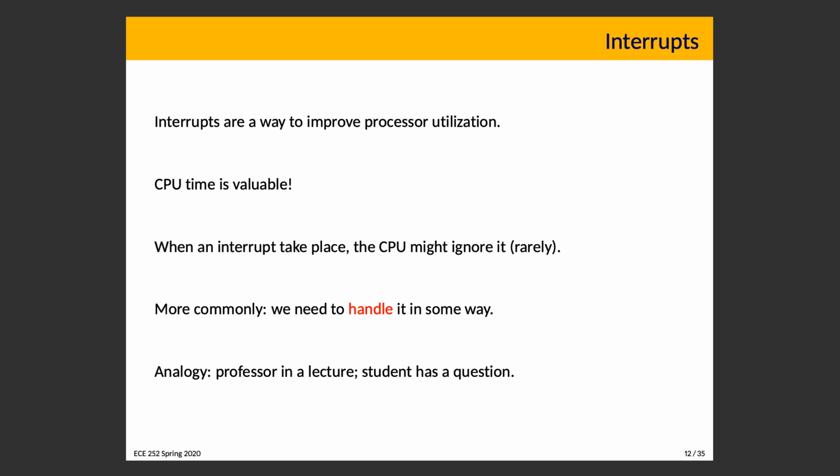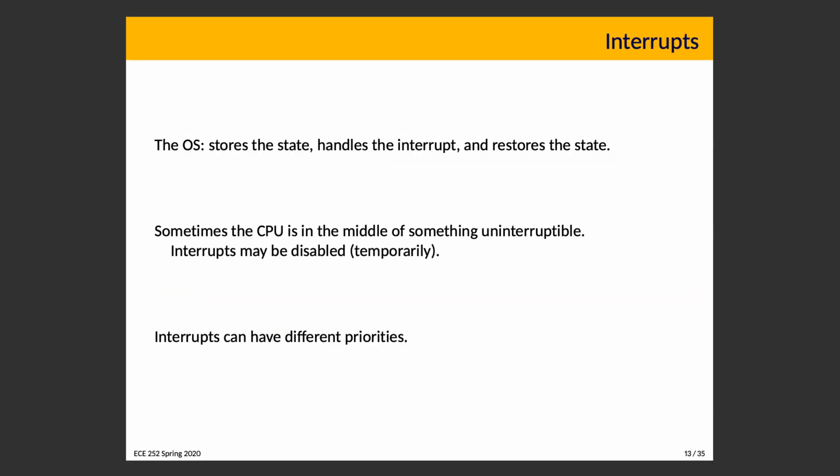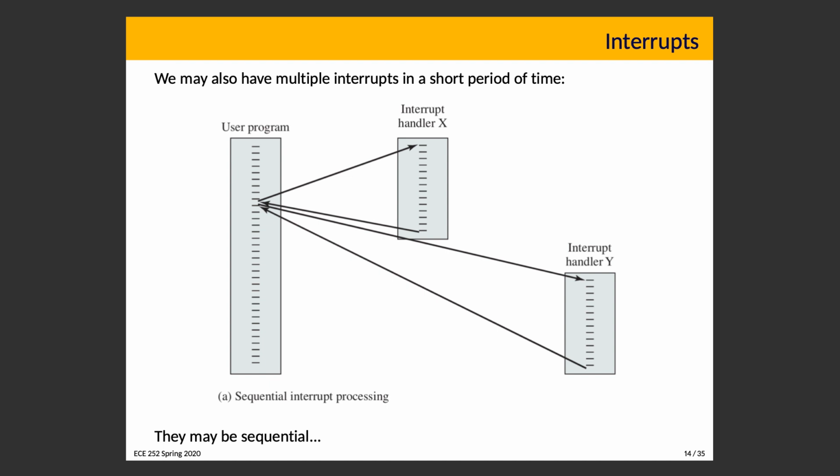Now, after handling the interrupt, there is a certain amount of work to restore the state, to pick up again where we left off. The operating system really does do all of those steps, and by storing the state, it really does write it down somewhere in memory, deals with the interrupt however is appropriate, and then restores the state of the previous execution. And the CPU can be in the middle of something which should not be interrupted, in which case interrupts can be temporarily disabled, and interrupts can have different priorities.